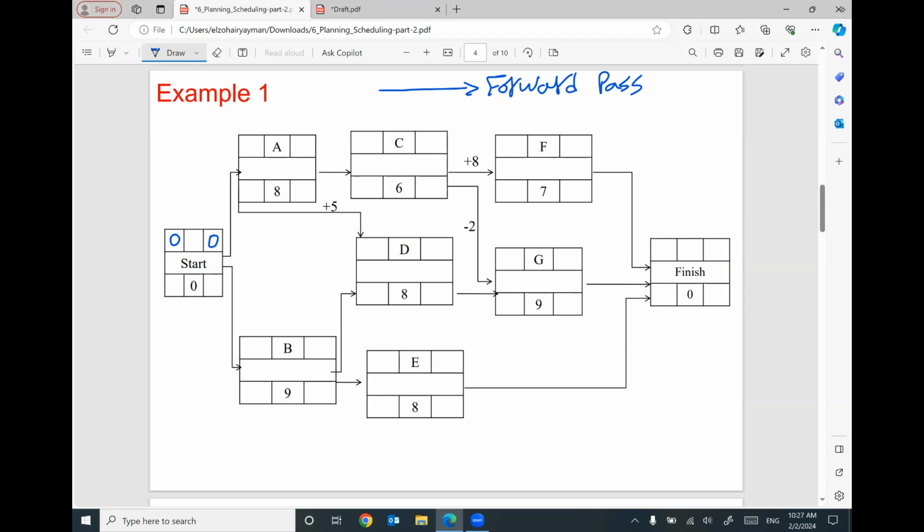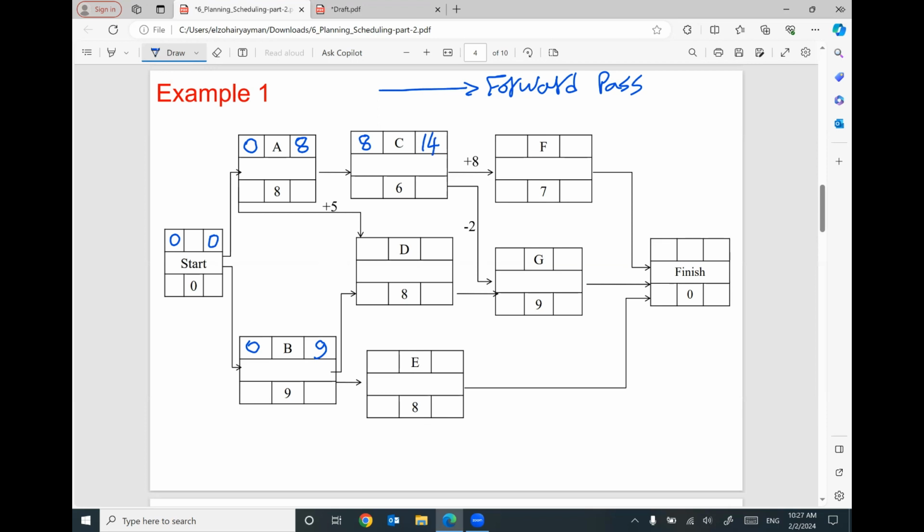This 0 will be the start of activity A, will be the start of activity B. 0 plus 8 will be 8. 0 plus 9 will be 9. Be careful. Between A and C, we have a direct relationship. Finish of A means start of C. Very direct. So the early start here will be 8 plus 6 will be 14.